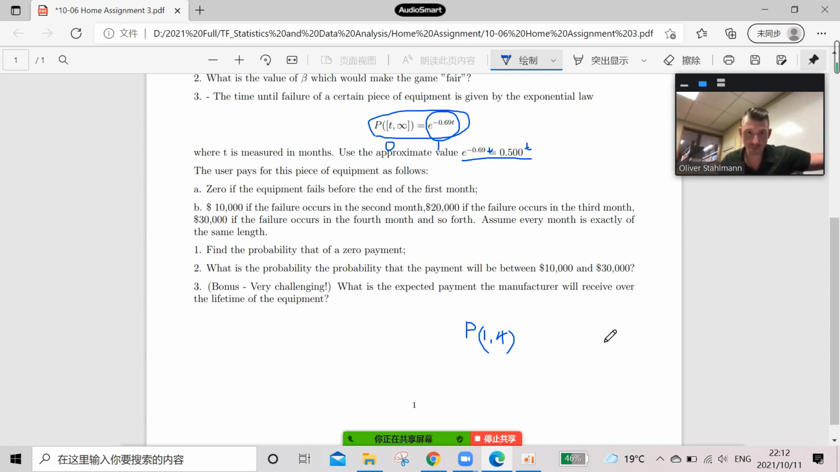But that means we need to know the probability of 10, I guess the min and the max. So we need to know the probability that the payment will be 10,000, and the probability that the payment will be 30,000. But it doesn't matter what day it is. As long as it's in the second month, we pay 10,000. That's the way I read it. Which is correct. So it could be 2.1, 2.5. Exactly. So the probability the payment will be 10,000 is 0.5 squared, right? And the probability that the payment will be 30,000 is 0.5 to the fourth.